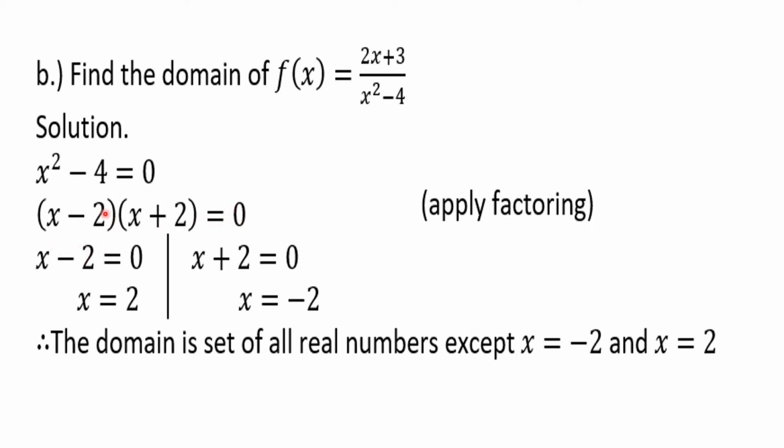And then we equate each factor to 0. So we have x minus 2 equals 0 and x plus 2 equals 0. Solve for x. So x equals positive 2 and x equals negative 2. And therefore, the domain is the set of all real numbers except negative 2 and positive 2.